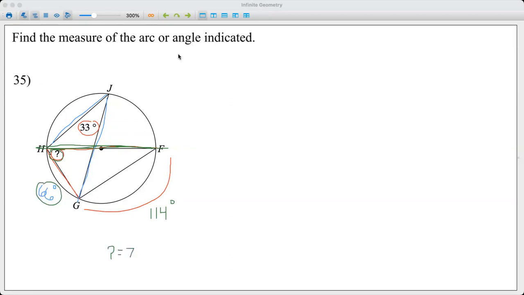I tried to draw a 5, and I made a 7. There we go. 57 degrees. And that is the answer to that one. I'm just checking. Yep. All right.